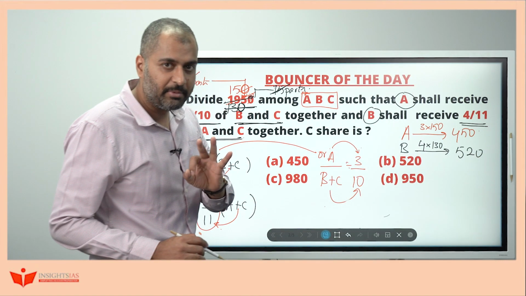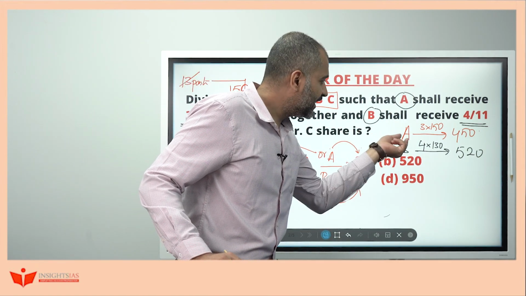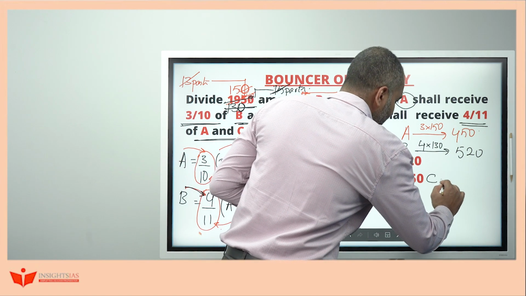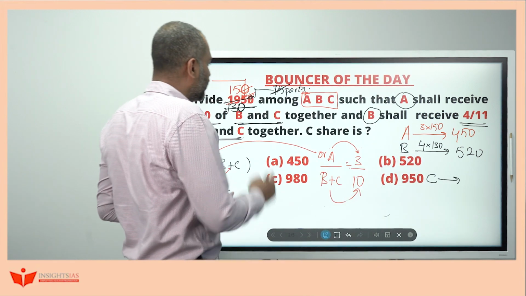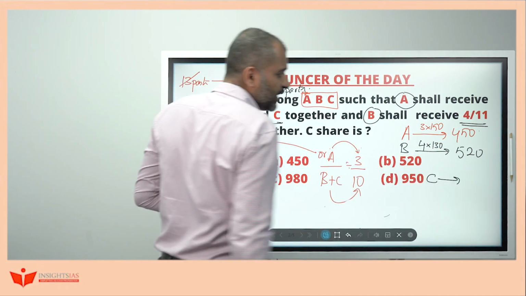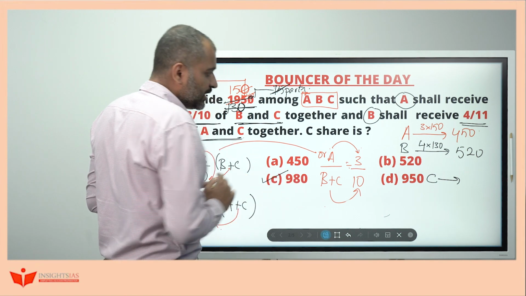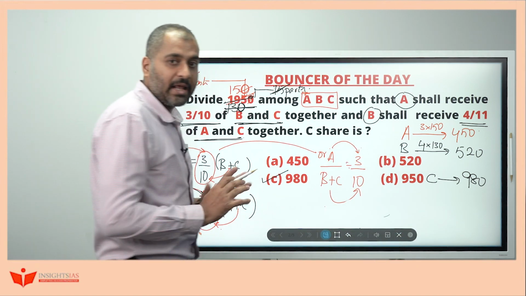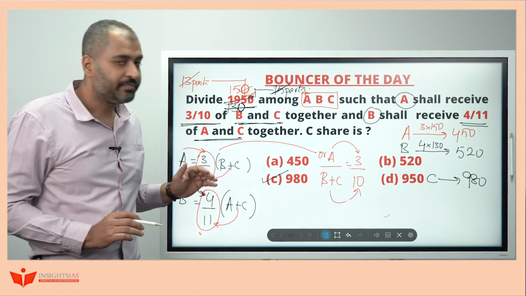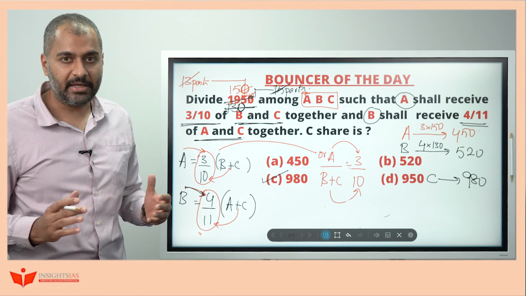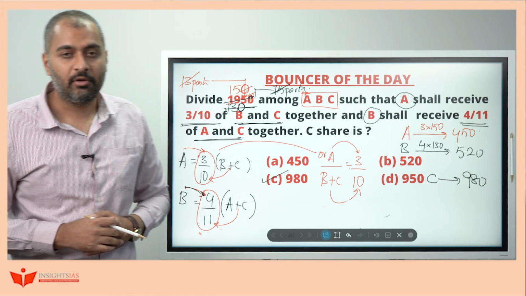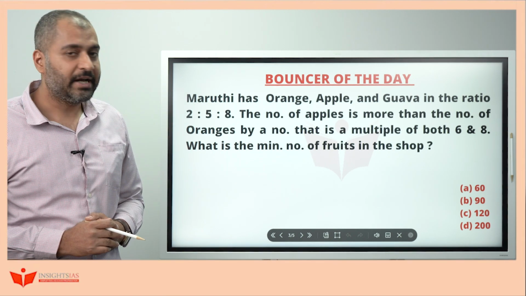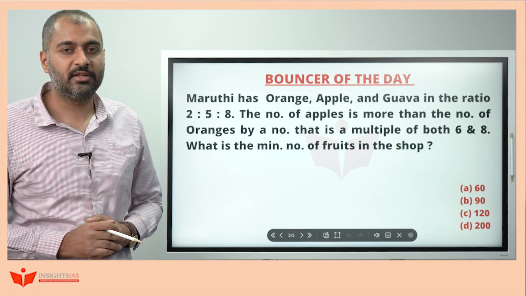In this story, only 3 people are there, A, B and C. A is getting 450, B is getting 520, so the remaining has to be C share. How much is the C share? Out of 1950, A gets 450, B gets 520, so C share is 980, isn't it? This is the solution, not the calculation. If you put logic, then the solution becomes very easy. And this is the need of the hour for the CSAT exam. And guys, this is the bouncer of the day question. Try to solve this question and put the answers in the comment section.